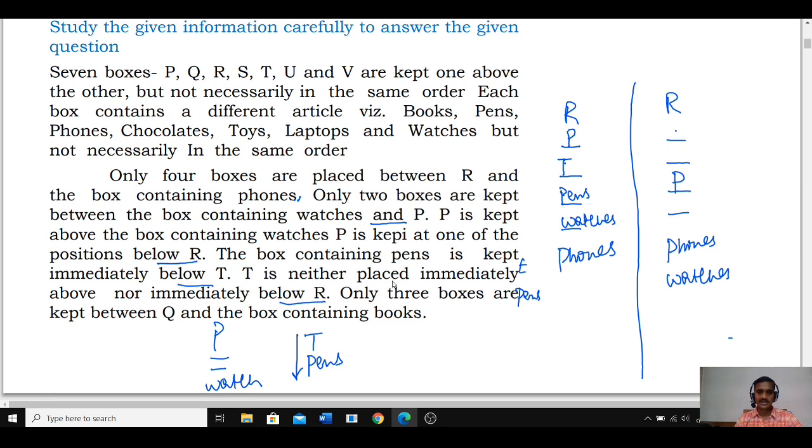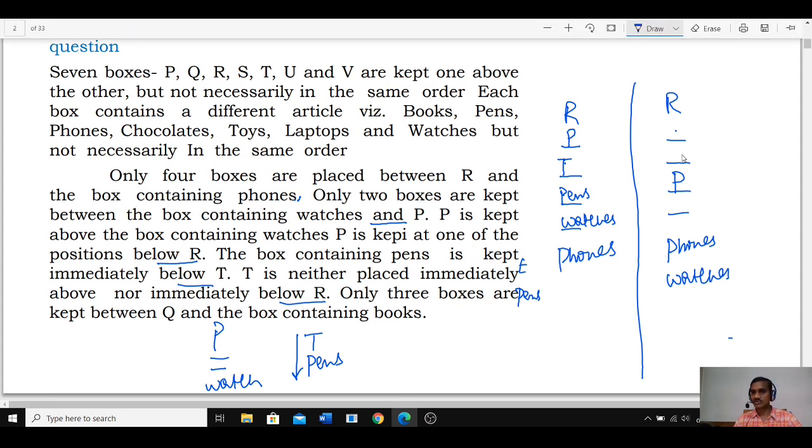Then T is neither placed immediately above nor immediately below R. T is not below R. So in the second case here, T must be here. No, pens is here. T is not placed immediately above or immediately below R. 3 boxes are kept between Q and books.